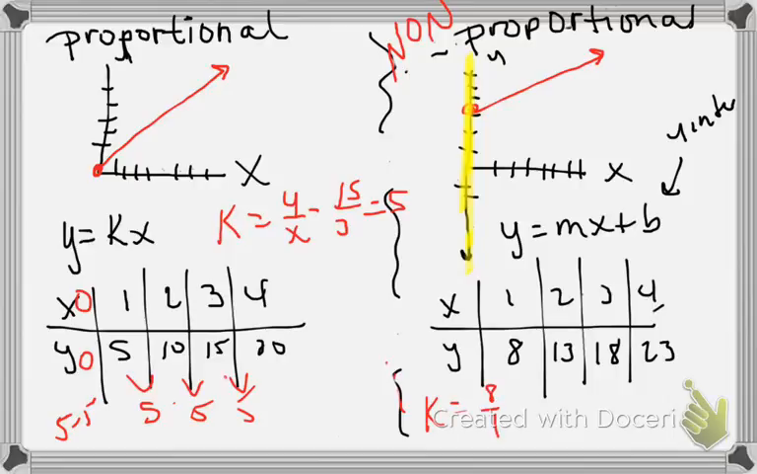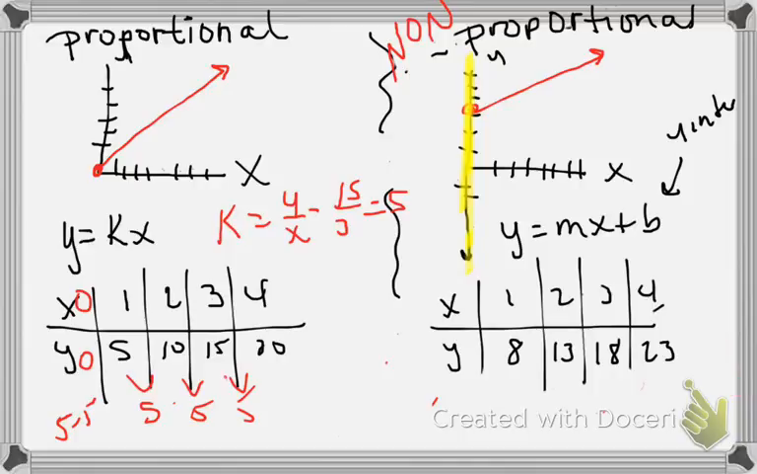It's proportional. If I look on the other side, I can see that if I did my k, 8 over 1, okay, but then the next one I do 13 over 2, which is 6.5. See how they're different? And then 8 divided by 3 is 6. So none of these k's are the same, where if I did the k on the other one, they were all the same. That's another way you could look at it. You could look for the k, and you can see it's not proportional, because k's not constant.